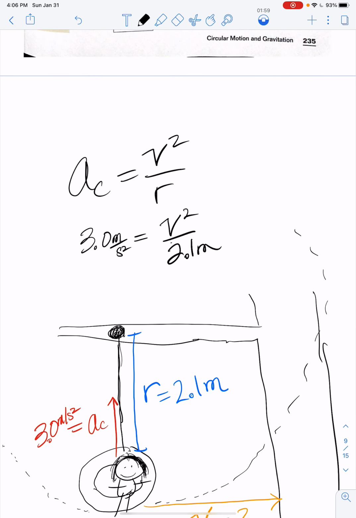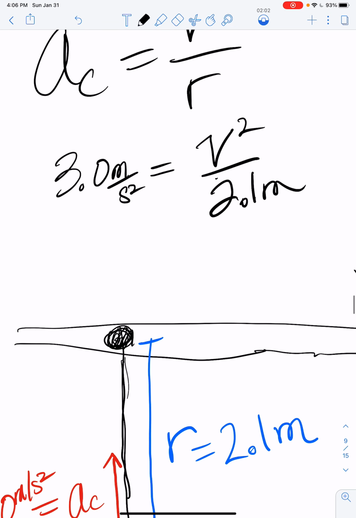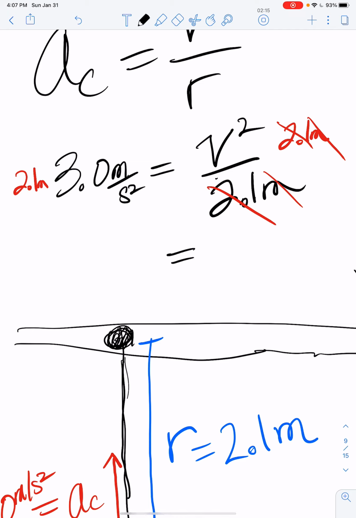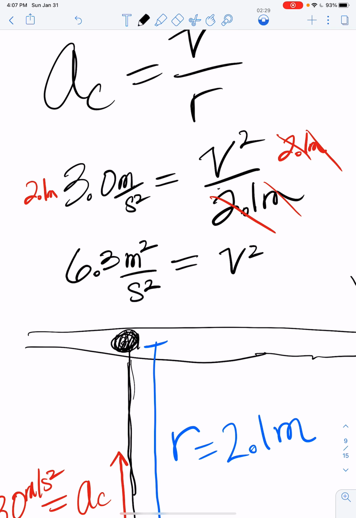So the next thing I'm going to do is just solve this equation. Multiply both sides by 2.1, then square root. You can see the 2.1s cancel, the meters cancel. We're left with v squared is equal to, what's 2.1 times 3? That's 6.3. Yeah, 6.3 meters. The meters get squared because a meter times a meter is a meter squared, and over second squared, which is important because we're going to square root the 6.3 and square root the meters squared over second squared to get meters per second.